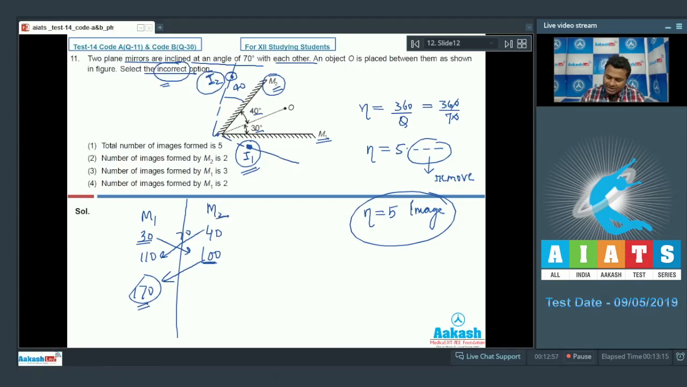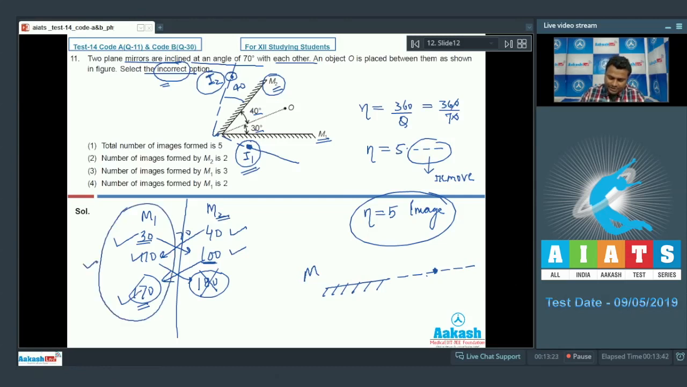On the other hand, the third image due to M2 may be formed at an angle 110 plus 70, that is 180 degree. It means what? If this is mirror M2, then the image is right here, which is quite not possible. So that is why we cannot take this. We can take these 5 values. So M1 is forming 3 images, M2 is forming 2 images.